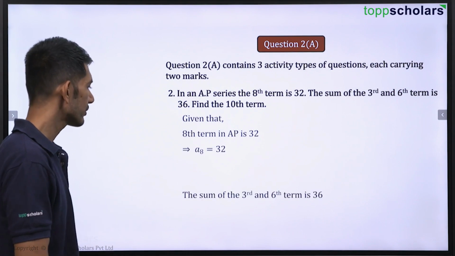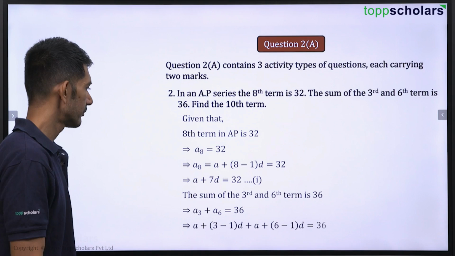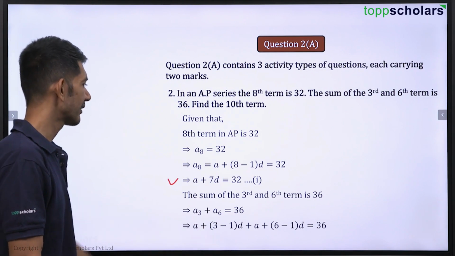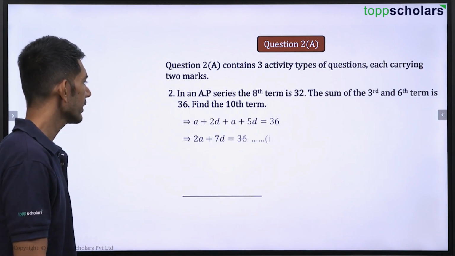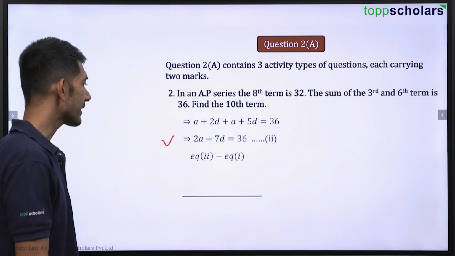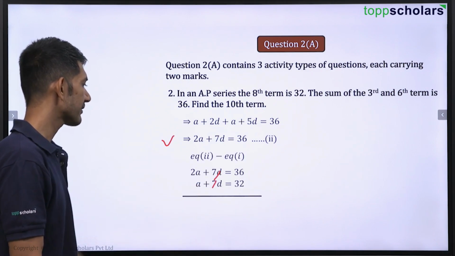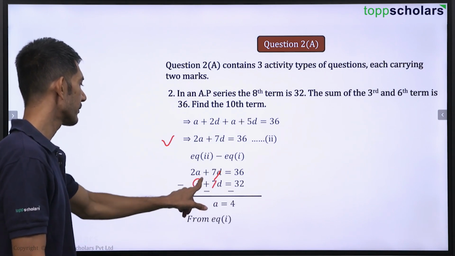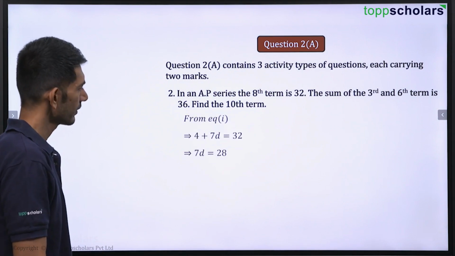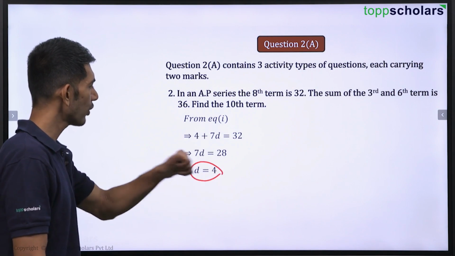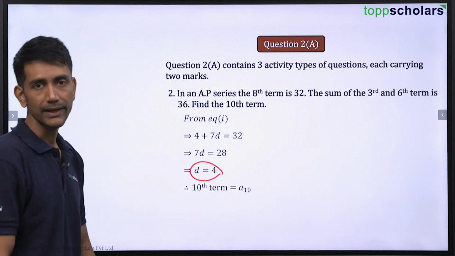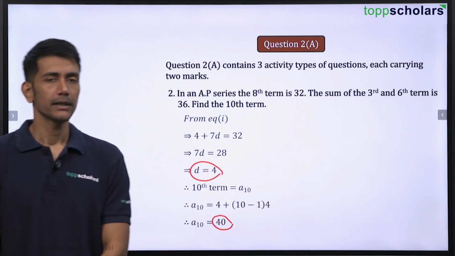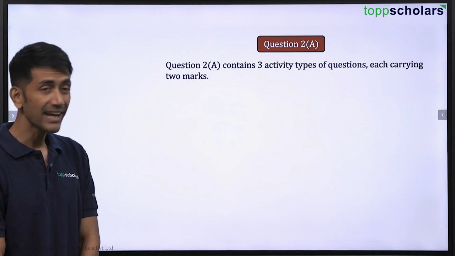Okay, so this is the entire solution. You can have a look. We got the first equation, correct? Then this was anyways given. Then we got the second equation. Then we subtracted, if you remember. This got cancelled after subtraction. We got A. We put A here. We got D. Correct? And once we got A and D, then again we found out the 10th term. You know this, 40. Clear, easy, simple. This contains 3 activity based questions.